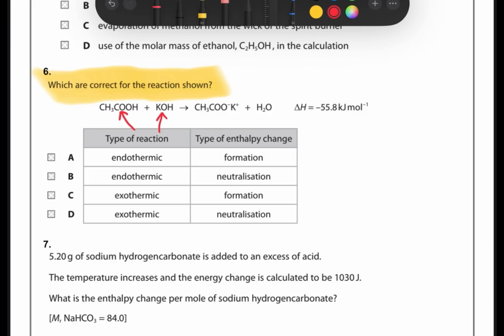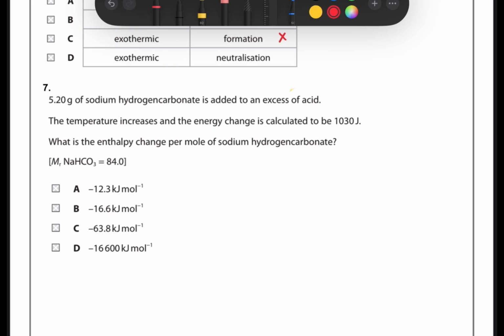So we can exclude the formation reactions in here, and we could have either B or D. Based on the value of delta H, which is obviously negative, it tells us that this reaction is exothermic. So definitely the answer is D. Let's just jump to question 7.